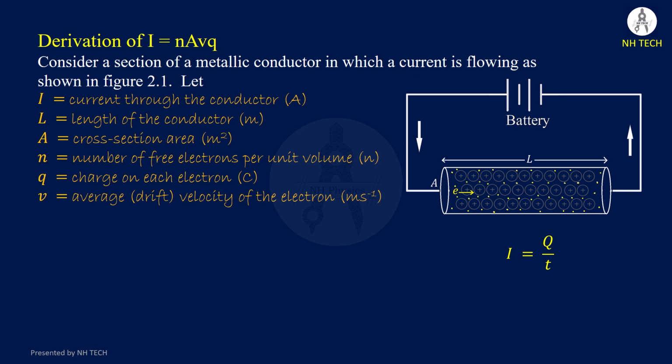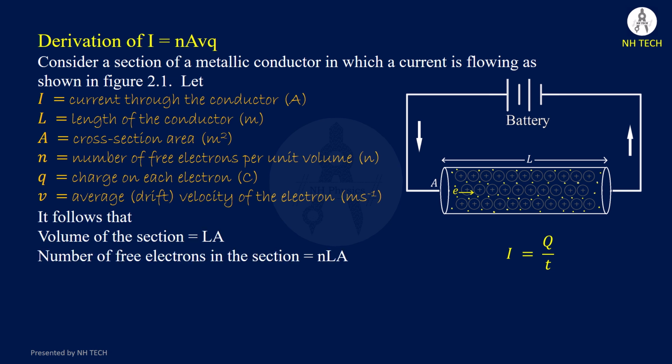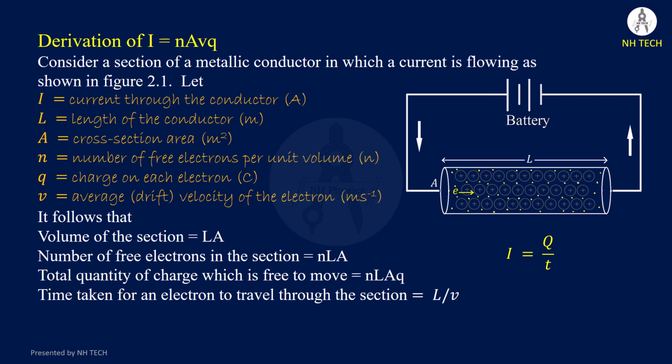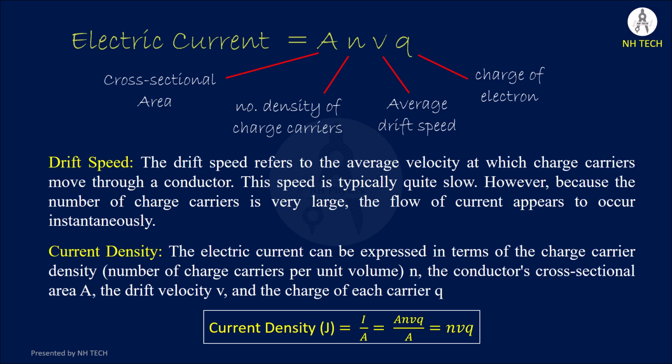To find the total charge inside the conductor, consider its volume and the number of electrons. Now multiply it by q to get the total quantity of charge which is free to move. Now, what would be the time taken by the electron to travel through the cross-section? Use the formula for speed, and it would be L/v. Now, we have the expression for both total amount of charge and total time taken. Substitute these values in the formula for current. Rearrange to get the formula. So this is the formula which we wanted to derive.